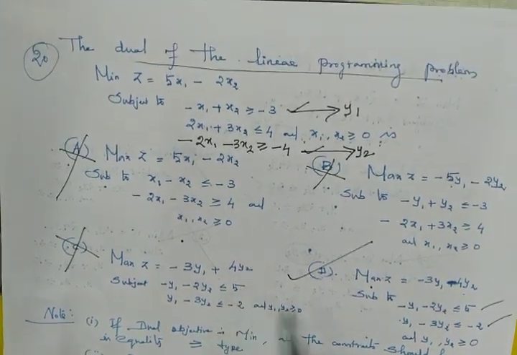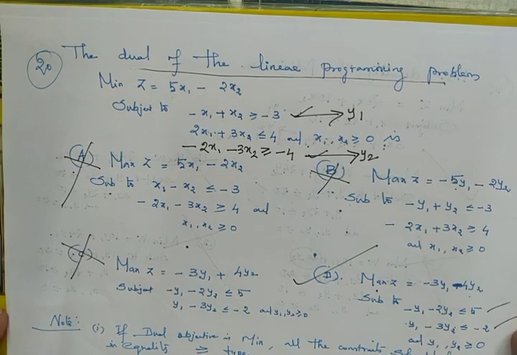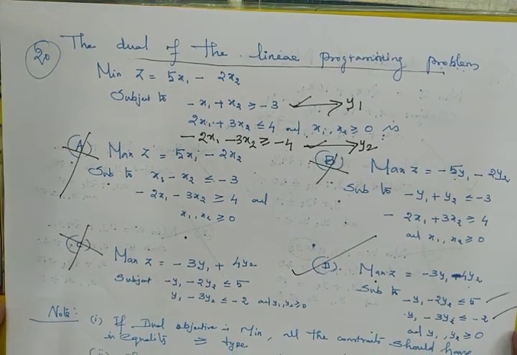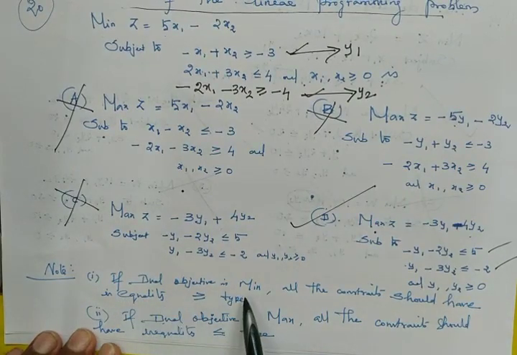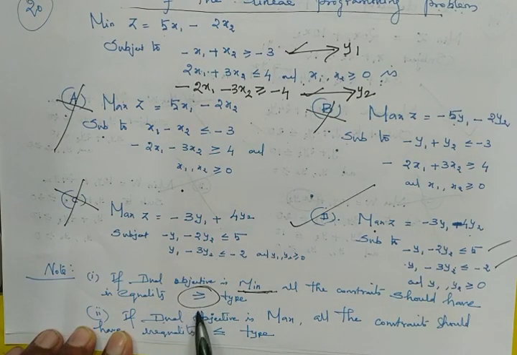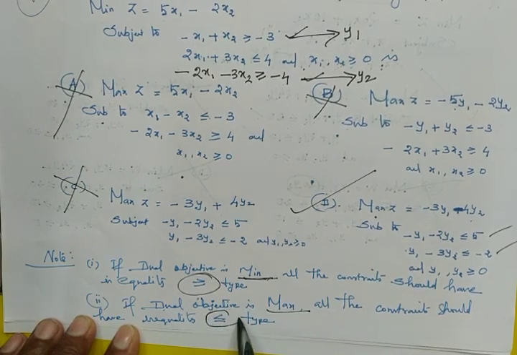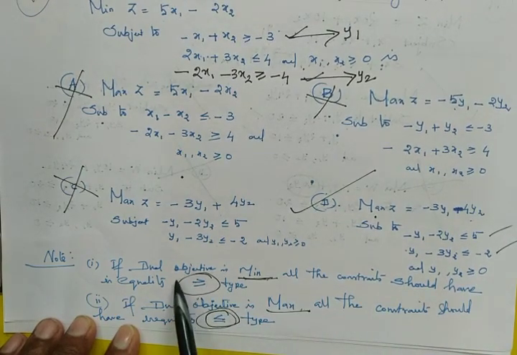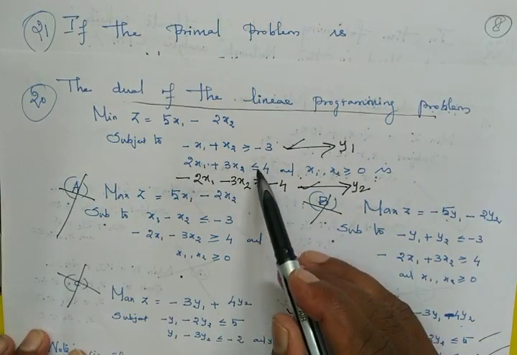So first you check whether the given problem is in the right format or not. If it is not, first you have to convert the given problem into the right format before converting it into the dual form. Also, I have given two more notes. For the dual of a minimum z problem, each constraint should always be greater than or equal type. If the given problem is max, each constraint should have less than or equal to type. Here it is not greater than or equal to type, that's the reason we converted into greater than or equal to type.